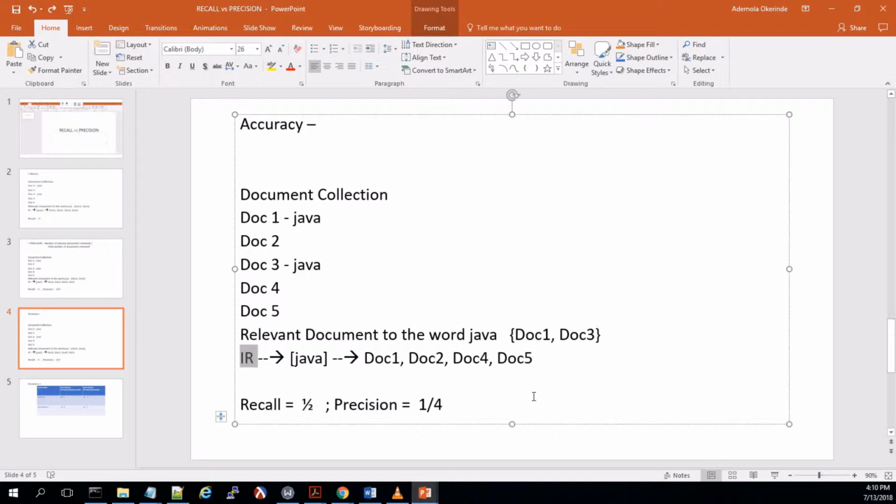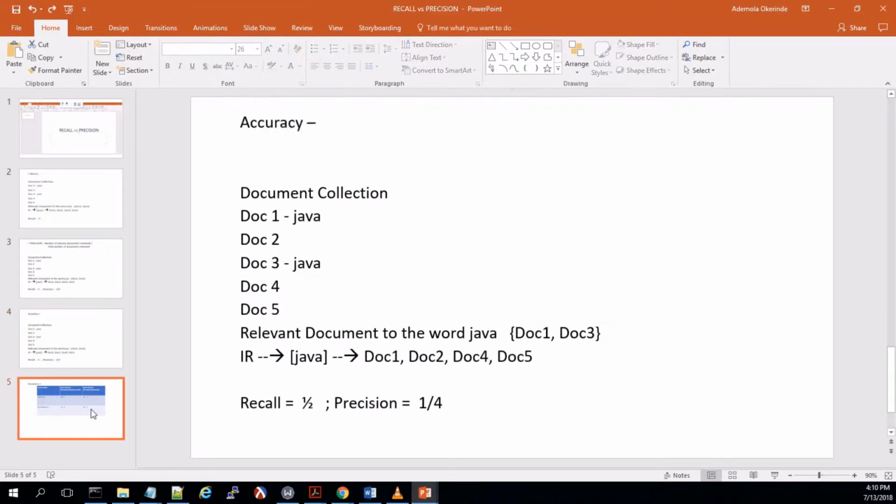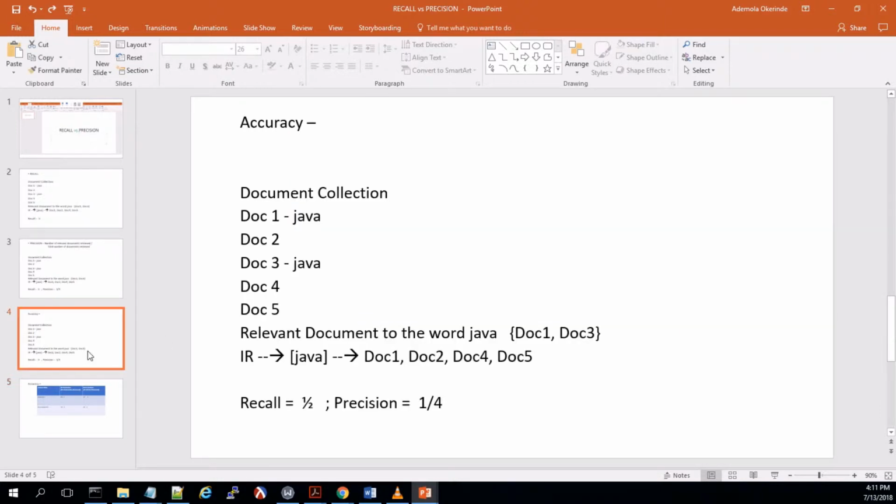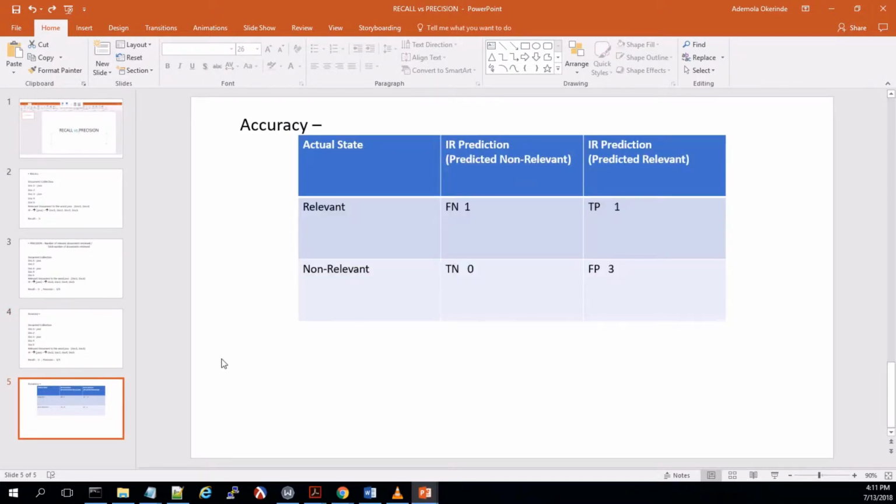To be able to compare the performance of different IR systems, one of the criteria used aside from recall and precision is accuracy. So let's go through how to calculate accuracy. Here I've created a table to show us how to get the accuracy. You may want to pause and do it yourself first before we go through the solution steps one after the other. Now you see in this table we have the actual state.